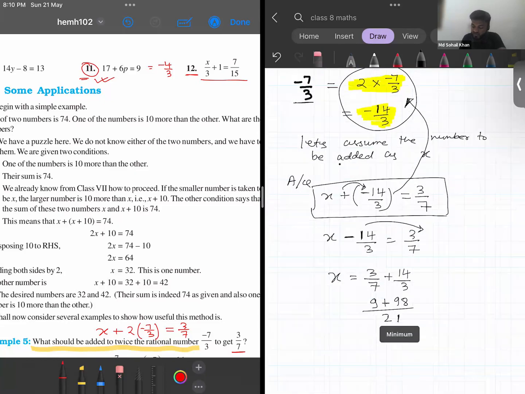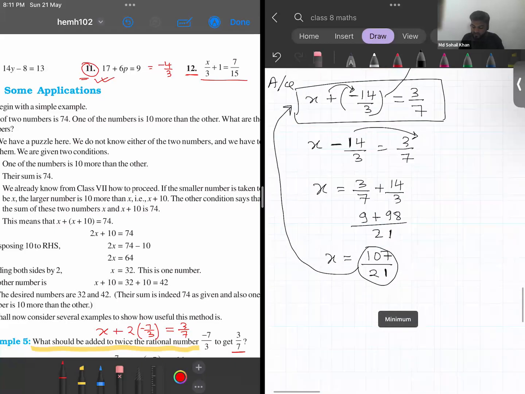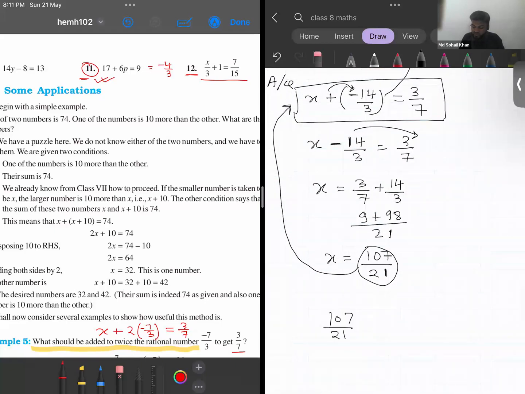Yes, sir. So the value of x becomes what? 107 or 17? 11. 107, right? Upon 21. Okay, so this is the required value of x. You can actually verify that also by putting this value on the given equation. Okay, so by adding 107 upon 21, 2 minus 14 upon 3, you should be getting 3 upon 7.